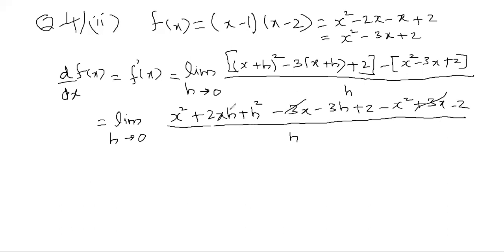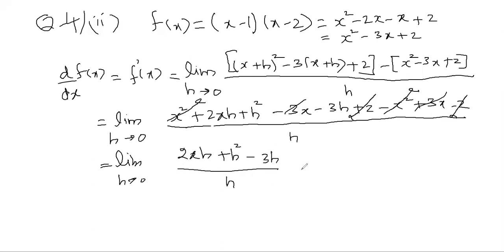Plus 3x minus 3x cancelled. Then x square is cancelled with minus x square. And plus 2 is cancelled with minus 2. So in the numerator, we will have only 2xh plus h square minus 3h divided by h. 3 terms left.